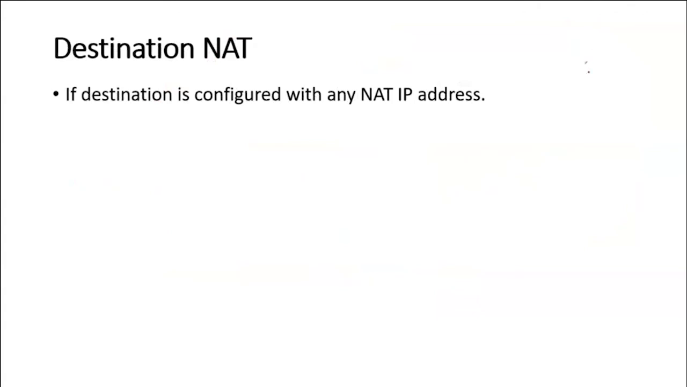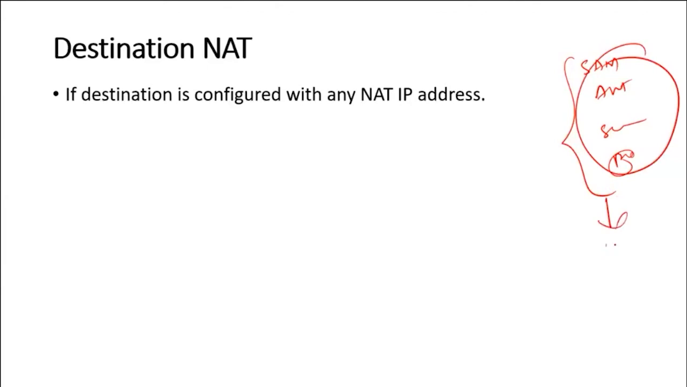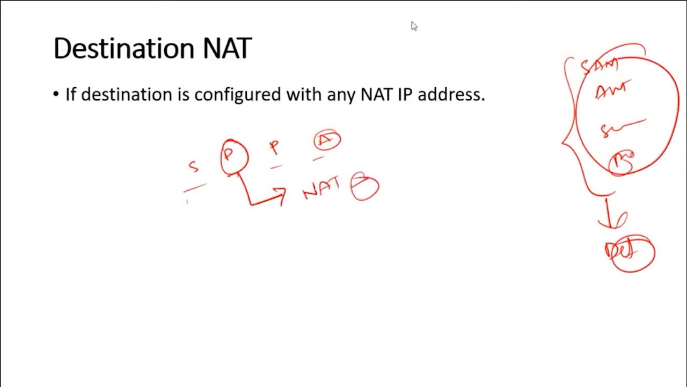So starting from the SAM database, anti-spoofing, session table, and policy lookup. After checking all these things, then it will check for destination NAT. In a rule, we'll have some information, right? Source IP, destination IP, port, and action. So if any NAT is configured for the destination IP, it will check, perform the NAT, and go further.